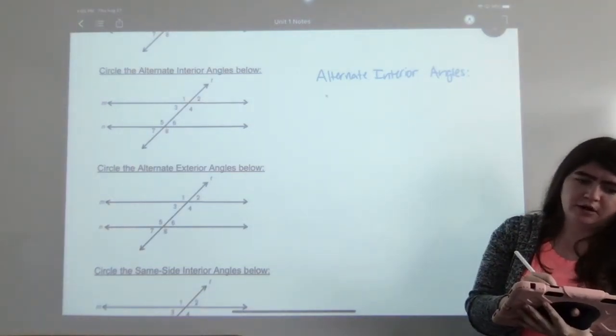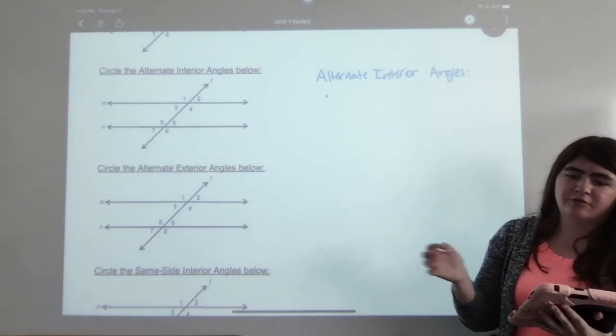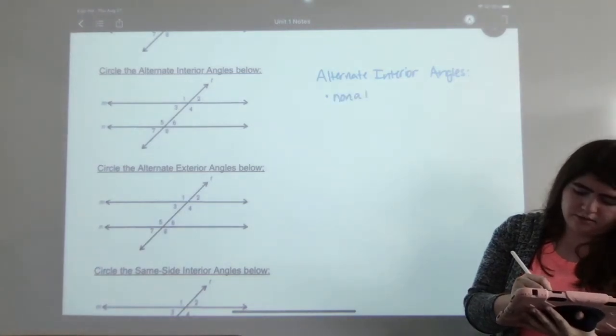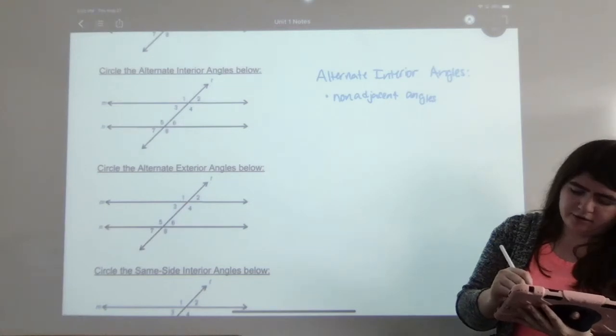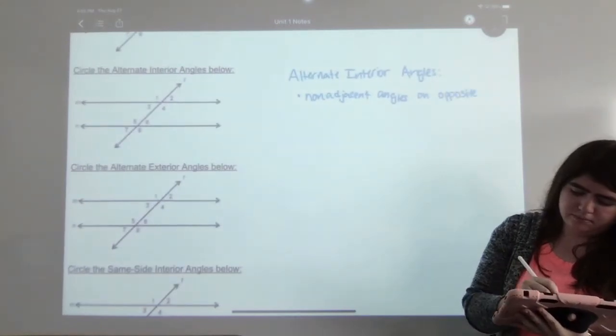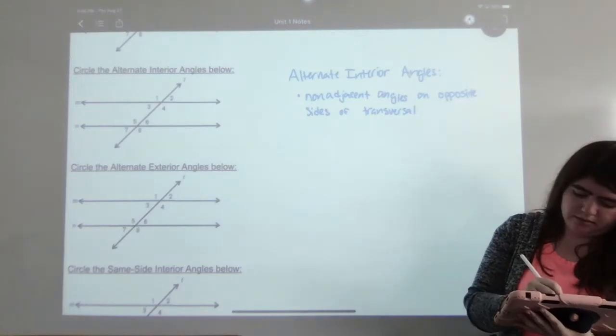Alternate interior angles are non-adjacent angles on opposite sides of the transversal and between the parallel lines.